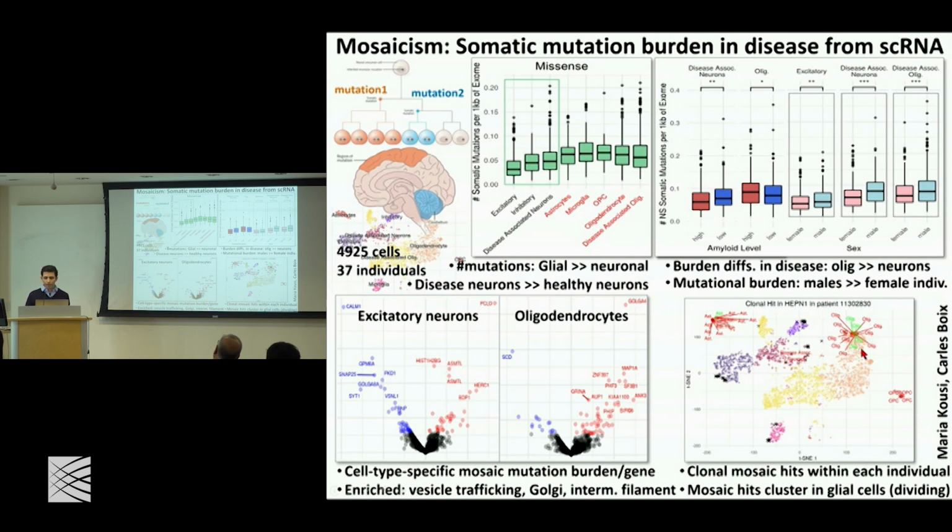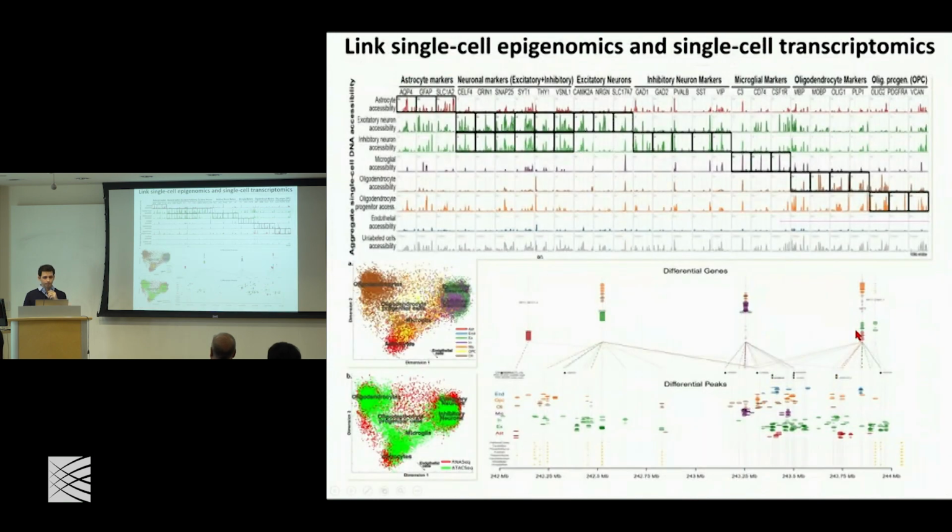We also found that the same mutation was in fact found in multiple cells within these individuals that basically suggest some clonal expansion of some of these more rapidly dividing cells.